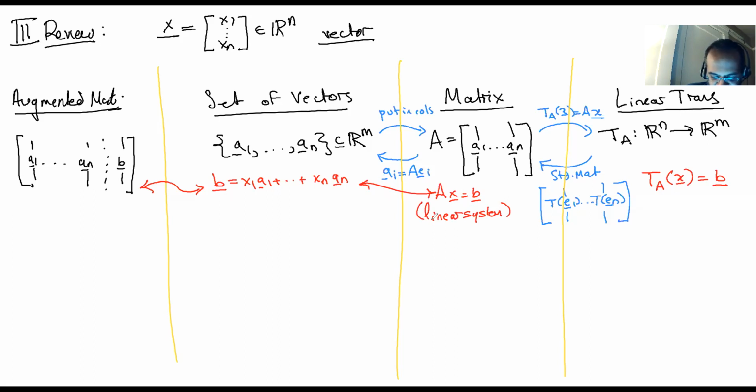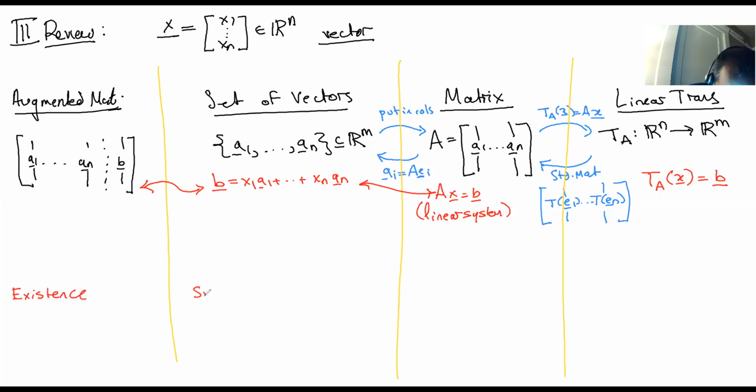Now about each one of these things, you can ask some basic existence and uniqueness questions. So you can ask a question about one vector: is b in the span of a1 through an? Is there an x so that Ax equals b? Is there an x so that T of x equals b? Or you can ask more global questions. So there's an existence question.